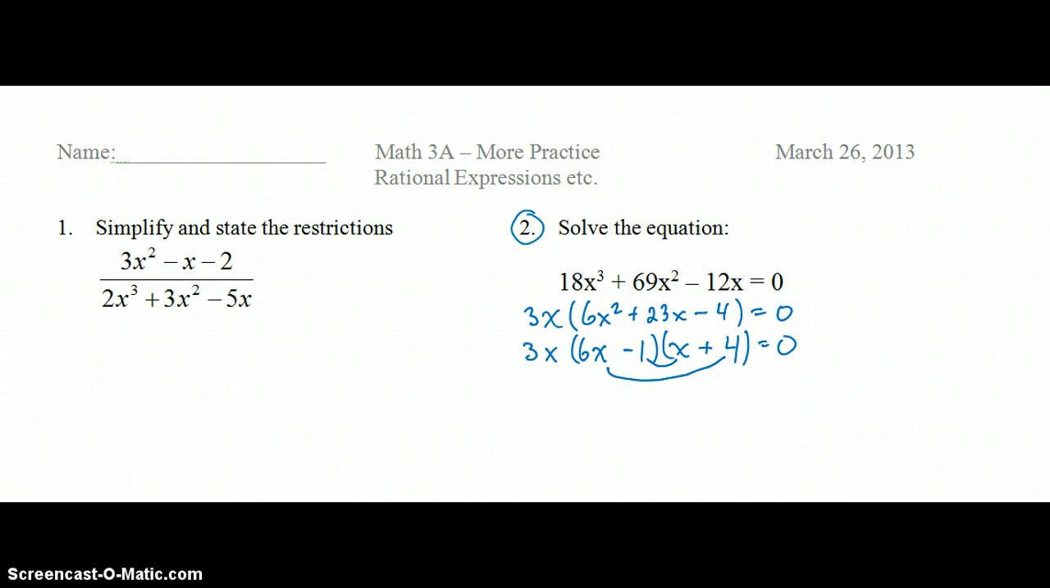So you have 3 answers. Why are there 3 answers? Well, there are 3 factors. So do I get a factor from the 3x? Yeah, x could be 0. The next one, x could be the opposite of the constant over the coefficient. That's going to be positive 1 over 6. And the other one, x equals negative 4. And you put a comma and you write or.